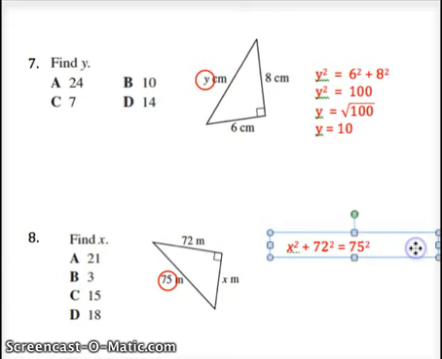You can see that over here. Now, we cannot go straight to our calculator yet because I've got a 72 squared on this side and a 75 squared on that side.